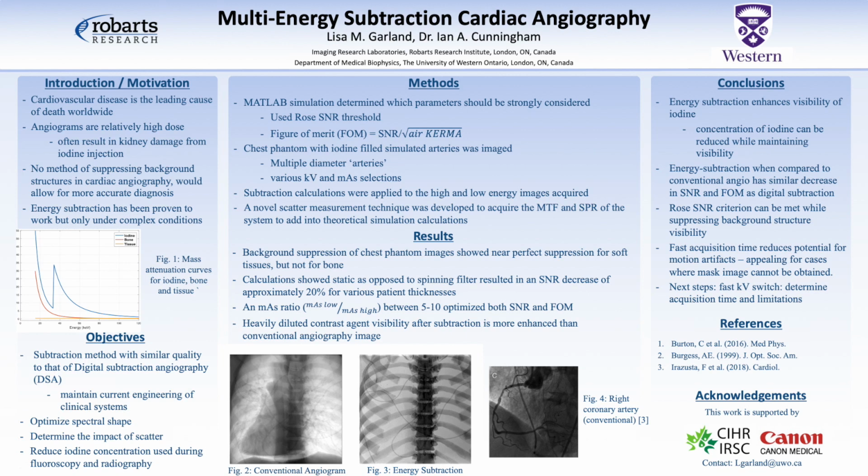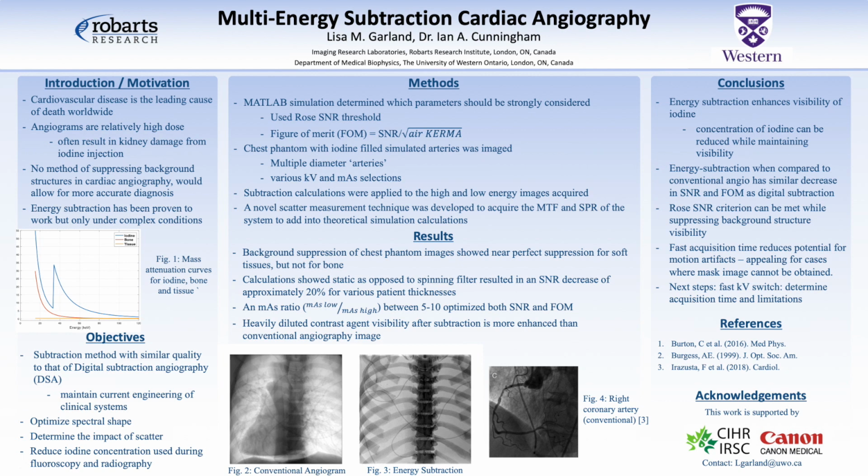I used 4.7, 3.1, and 1.6 millimeter diameter tubing to simulate various artery sizes, and diluted 370 iodine contrast by 2, 5, and 10 times the typical full strength that is used. I also used various kV and mAs selections that were found to be the best from the MATLAB simulation. The subtraction calculations were applied afterwards in MATLAB using formulas previously determined in our lab.